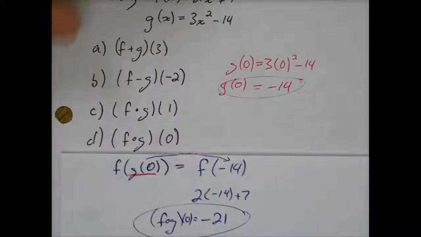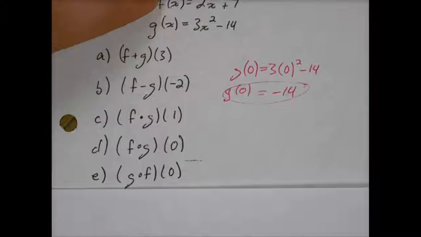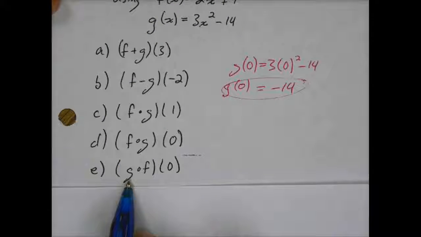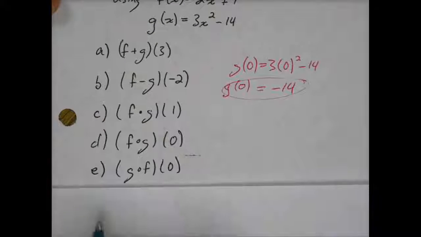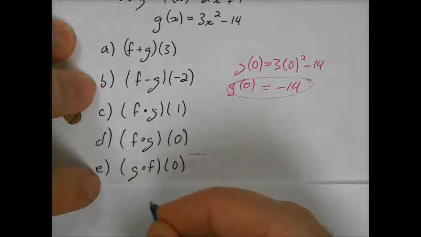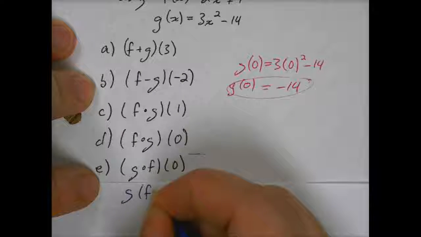All right, last one for here. We have g of f of 0. So now notice, the last one we had f of g, this one we have g of f. Order matters for all of these function operations, so be careful when you rewrite these things. So I have g of f of 0, so I'll write this as g of f of 0.